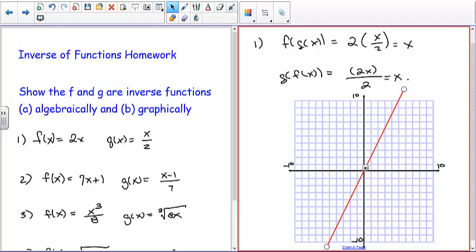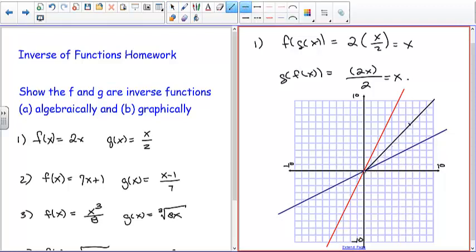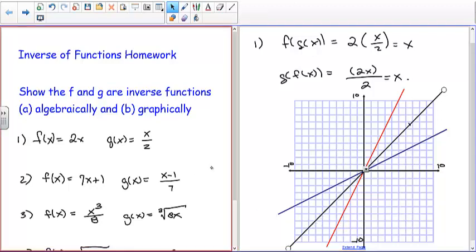Now the f of x equals x over 2. It still goes through the origin, but it has a slope of a half, which means it's going to look like that. And then we can extend that to the other side like that. And remember, the third thing we do is a diagonal line, y equals x, and those two should be symmetric around that line, which they are. So that's how you prove that graphically.